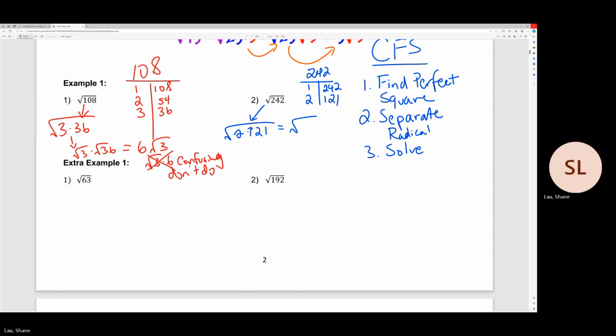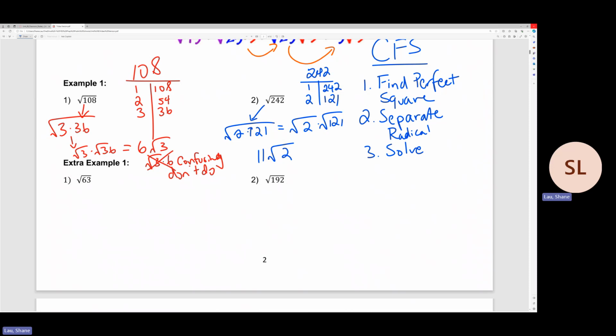Separate them out. 2 times 121, both of them under the square root. And I know that 121 reduces down to 11, so it would be 11 times the square root of 2. That's it for example 1.